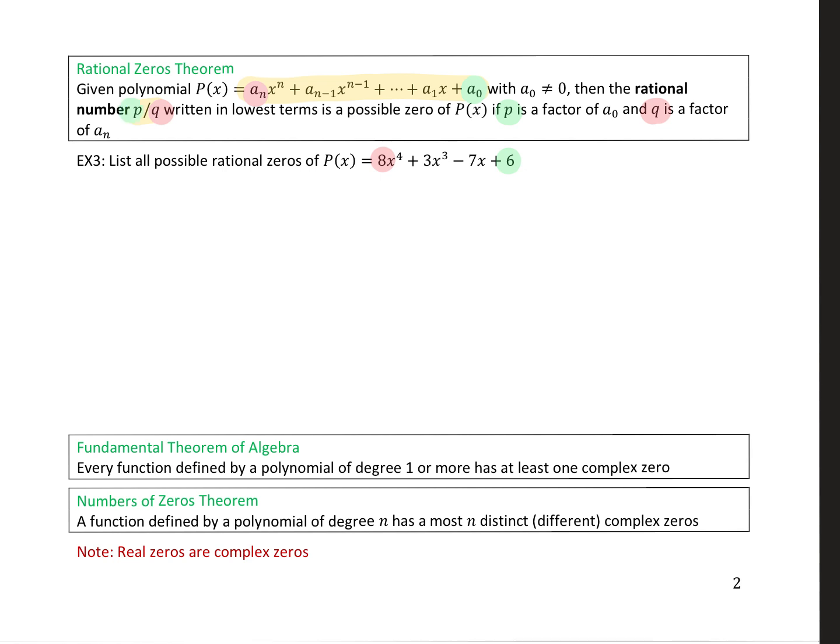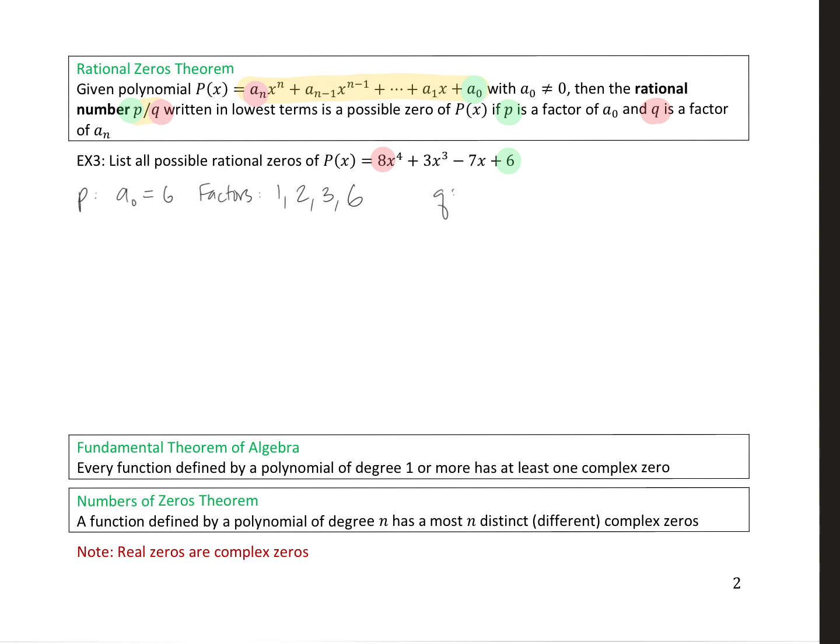We're going to first write out all the factors of those values. So let's see, p again, as I mentioned, a sub 0 was 6, and my factors are going to be 1, 2, 3, and 6. Those are all the factors of 6.